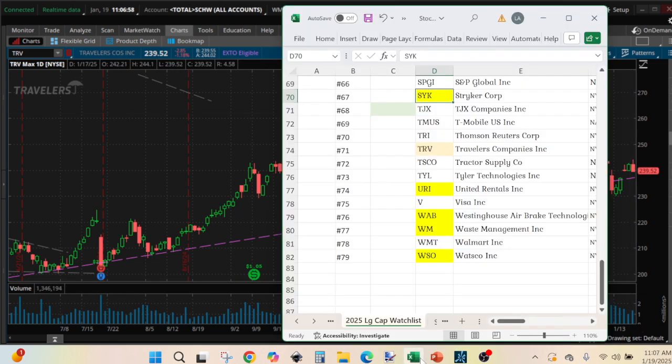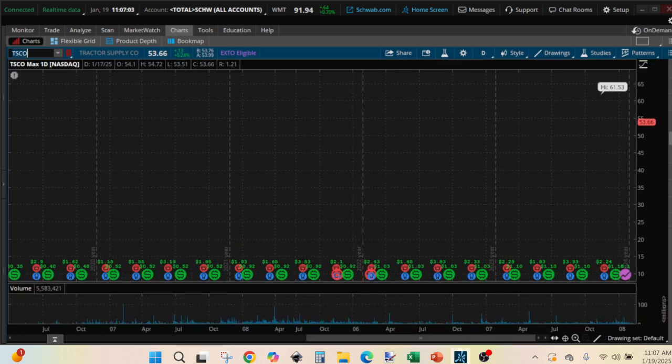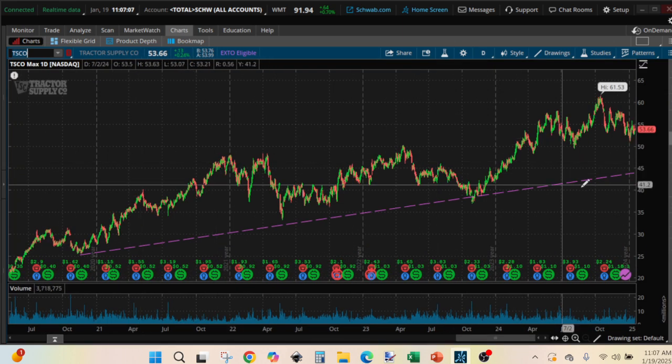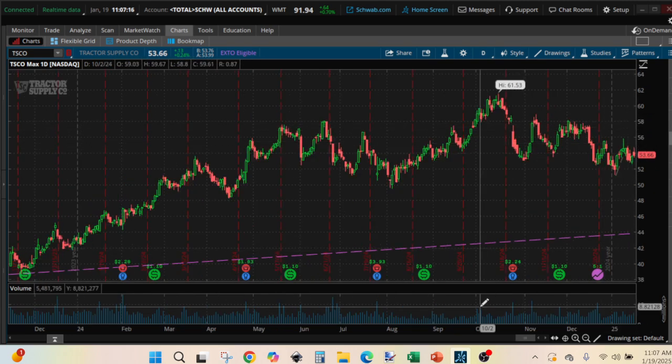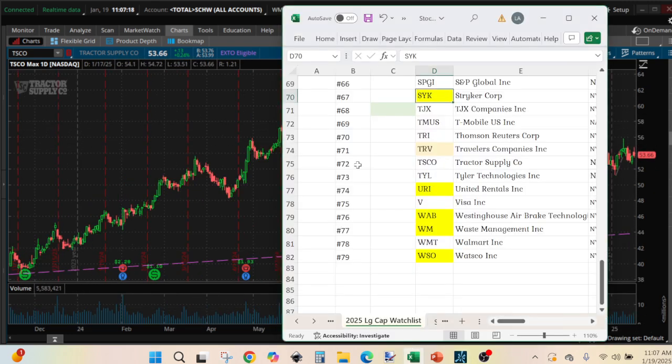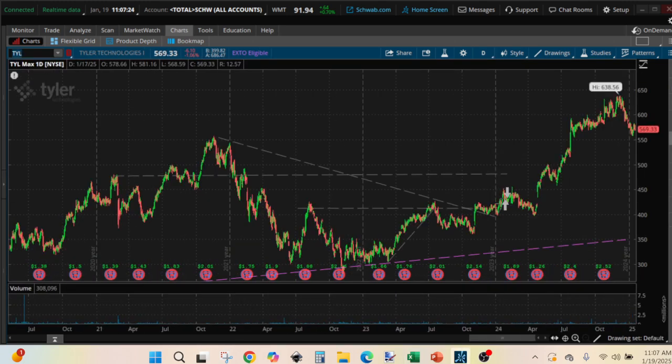The next one is TSCO. So TSCO, we like to buy at this trend line, but right now it is higher up. Friday the price went down. The next one is TYL. We like to buy at this line. It does make a big mountain and is making one here, but the price is still far away from where we like to buy. We just keep observing it.